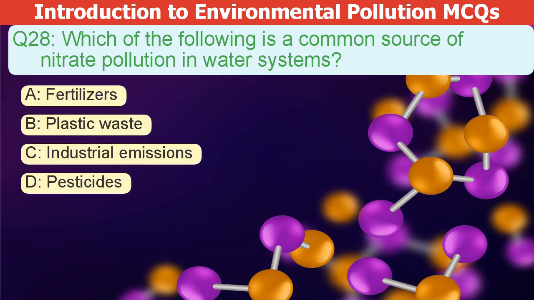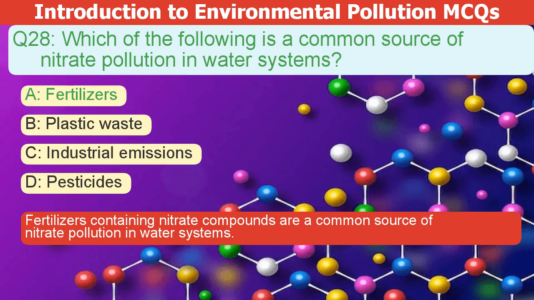Which of the following is a common source of nitrate pollution in water systems? A. Fertilizer. B. Plastic waste. C. Industrial emissions. D. Pesticide. The correct answer is A. Fertilizer containing nitrate compounds is a common source of nitrate pollution in water systems.